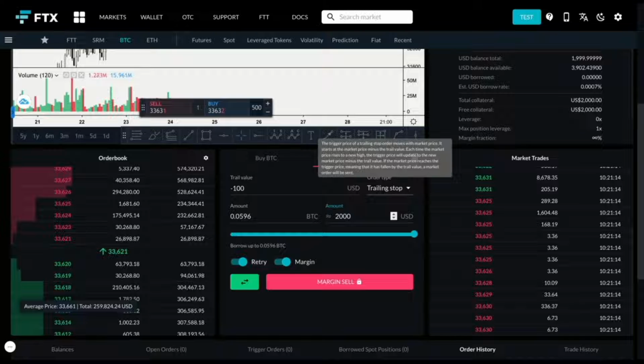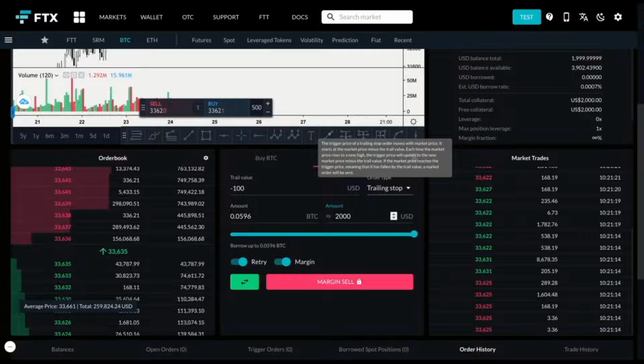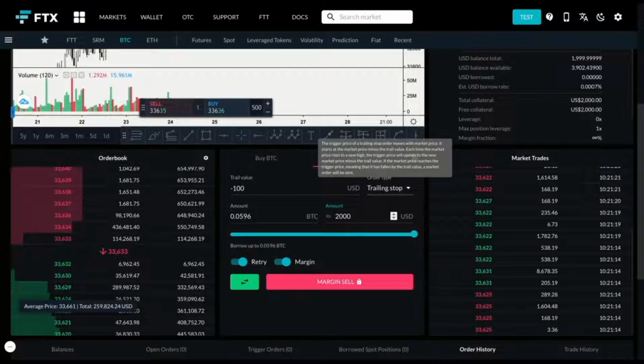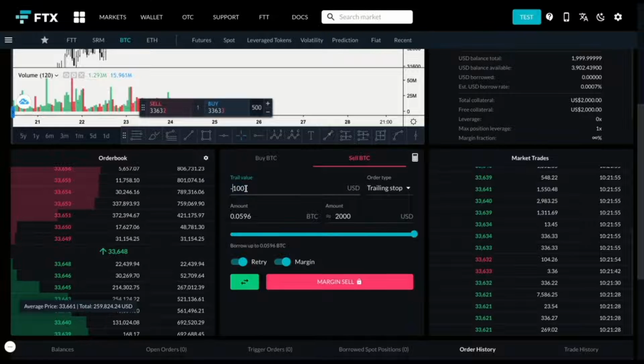Okay, so I'll just talk through the description here, which I've just said, but I'll cover it again. Trigger price of a trailing stop order moves with the market price. It starts at the market price minus the trail value. Each time the market price rises to a new high, the trigger will update to the new price minus the trail value. If the market price reaches the trigger price, meaning it's fallen by the trail value, a market order will be sent. So every time price makes a new high after you've placed it, it's going to update that trailing stop and basically keep you constantly in a position where you're never going to lose more than whatever number of points you had set for your stop.